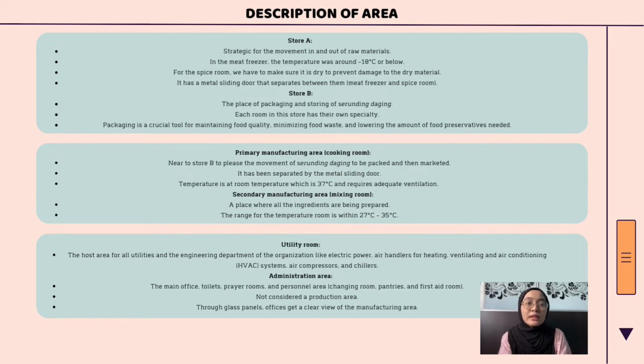The secondary manufacturing area or mixing room, which is the yellow color, is a place where all the ingredients are being prepared, like blending and cutting. The range for the room temperature is within 27 to 35 degrees Celsius.